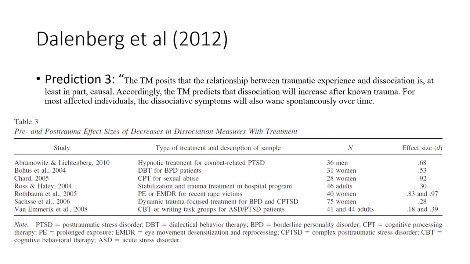So we were just talking about their first prediction, which was trauma correlates with dissociation. Now let's move on to perhaps the most important prediction they also made, which was prediction three, which is a causal statement. So that's why I picked it out. So we'll look at that.